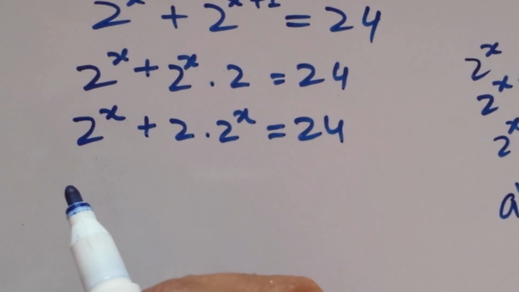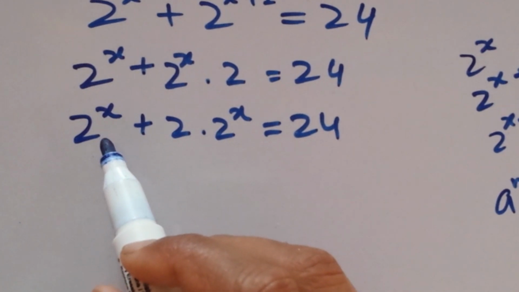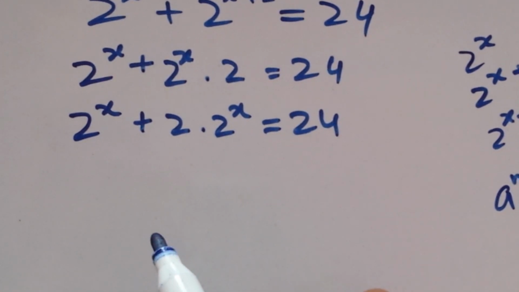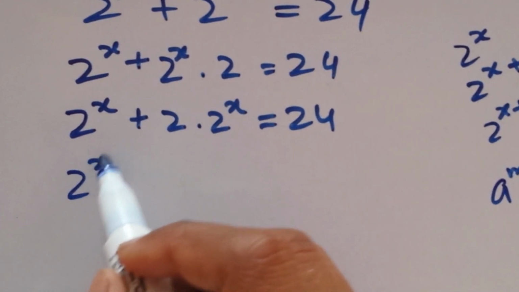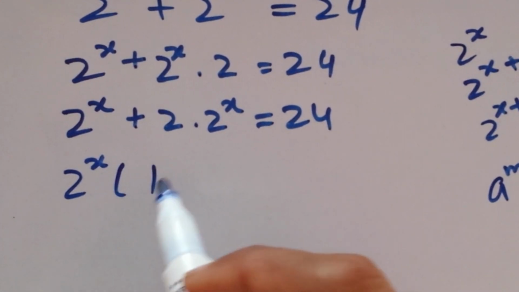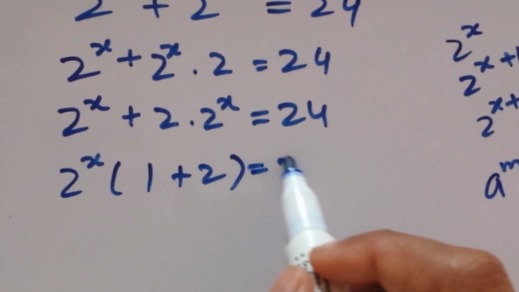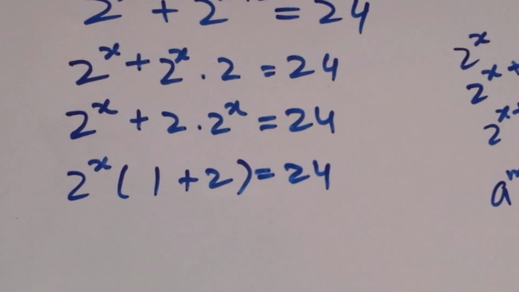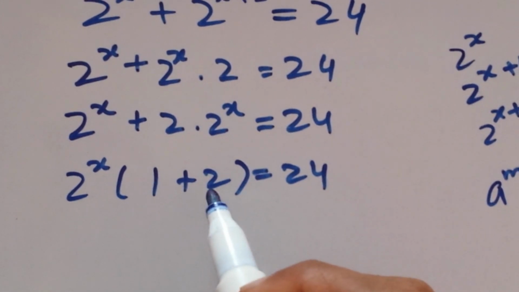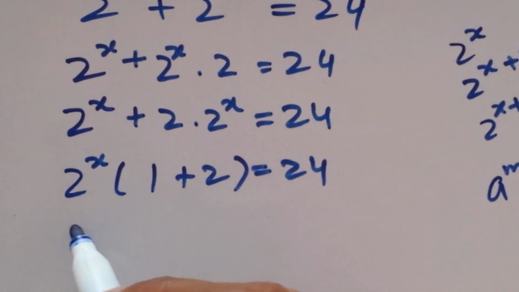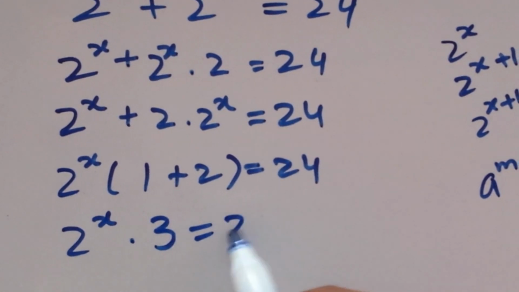Now step 4, notice common factor. Both terms contain 2 to the power of x. So we factor it: 2 to the power of x times (1 plus 2) equals 24, right? Now step 5, simplify inside brackets. So 1 plus 2 equals 3, right? So 2 to the power of x times 3 equals 24.